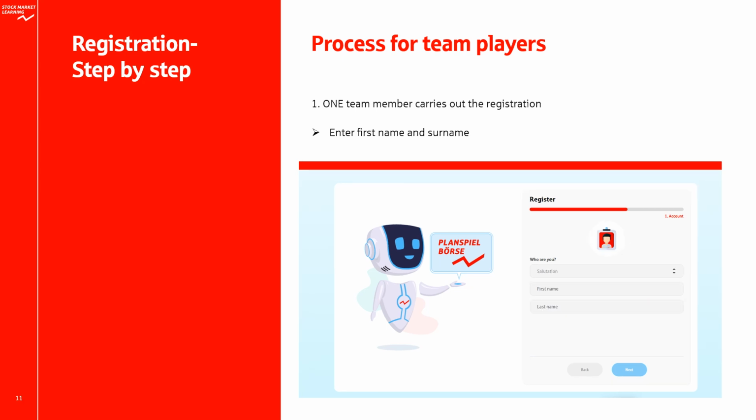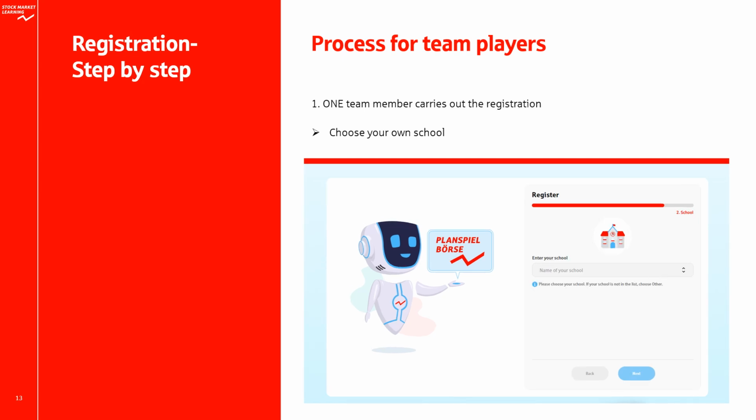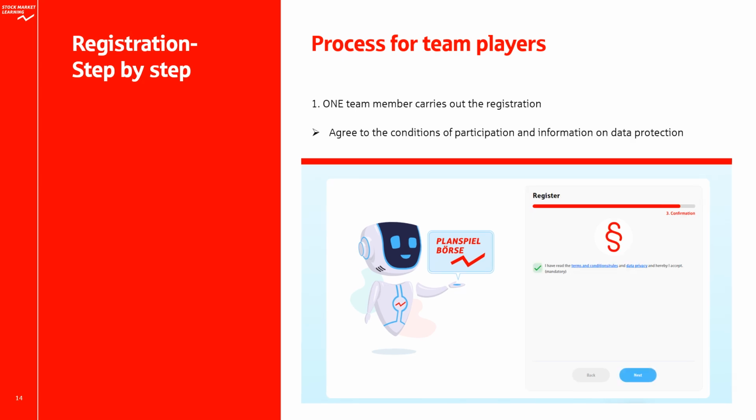In this step, you must enter your personal details, starting with your first name and surname. Next step is to enter your personal address details. The school must then be selected. To finalize the registration, you must agree to the conditions of participation and the information on data protection.